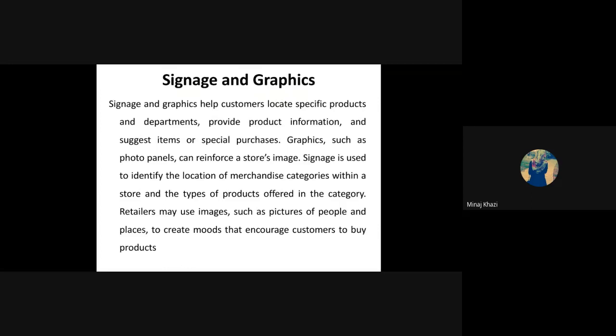Now next we have signage and graphics. Before I go through this, all four of these are very important. Any doubts you have?